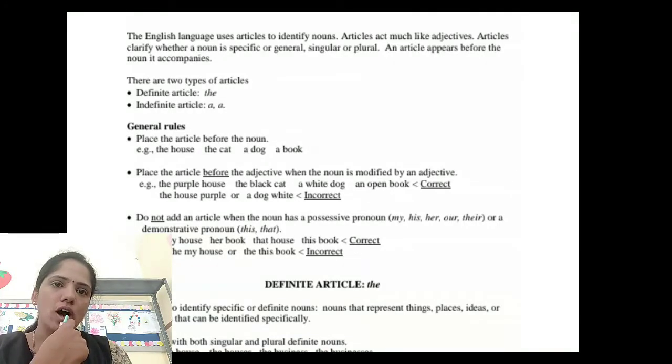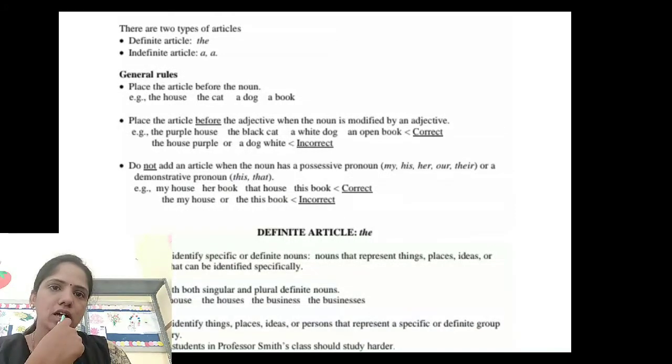In the English language, we use articles to identify nouns. Articles act much like adjectives. They clarify whether a noun is specific or general, singular or plural. There are two types of articles: definite article "the", and indefinite articles "a" or "an".